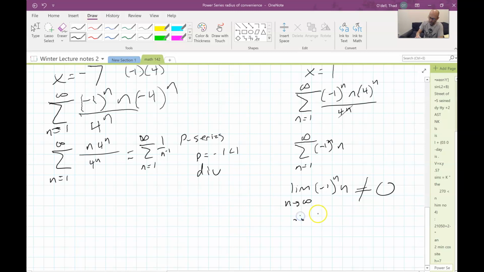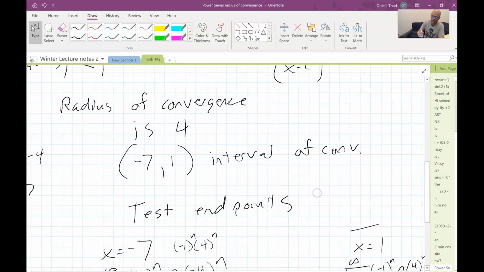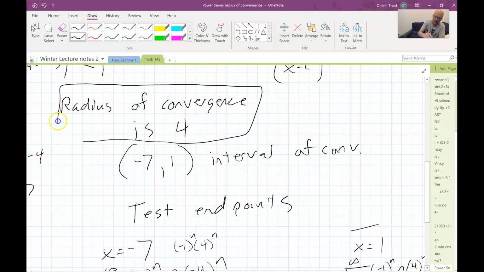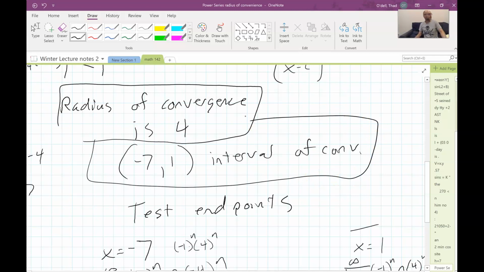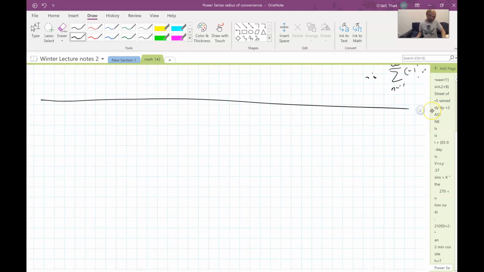So this definitely doesn't approach 0. Therefore, this series diverges. So we confirm the other question mark. So the answer to this question would be the radius of convergence, if they ask for that, is 4, and the interval of convergence would be just like that with soft brackets. So that's power series. I'm going to do another example here, but you can see these things are pretty involved. They take a lot of space. I'm going to do a different one, see if we can get a different result.